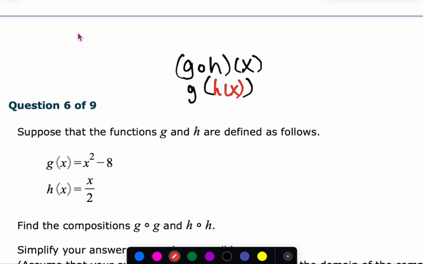We're going to take the g function and we're going to plug in h of x. What is h of x? H of x is x over 2. So just replace it in there. That's g of x over 2.